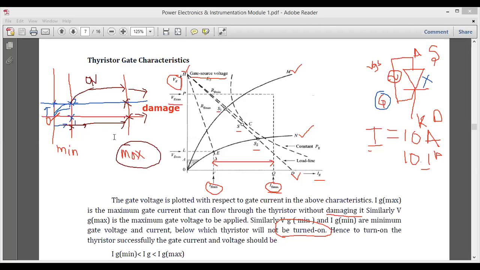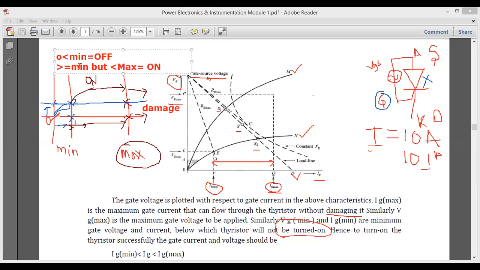The gate characteristic says that if the voltages are less than minimum, that is, 0 to less than minimum, your SCR is off. What is the second point? If it is greater than or equal to minimum, but less than maximum, what will happen to the SCR? It is turned on.